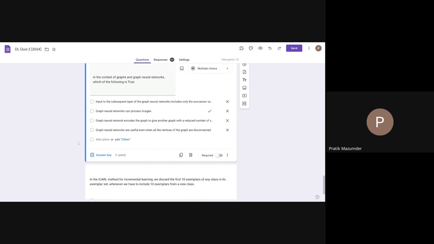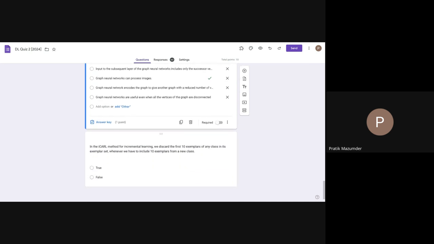Okay, and the final question was on the iCaRL method of incremental learning. Whenever we have to include, say, 10 exemplars from a new class, remember the herding strategy which we had discussed in the iCaRL method. If I see a new class and I want to back up a few examples of that class so that in future I can use them, how do I put those new samples?